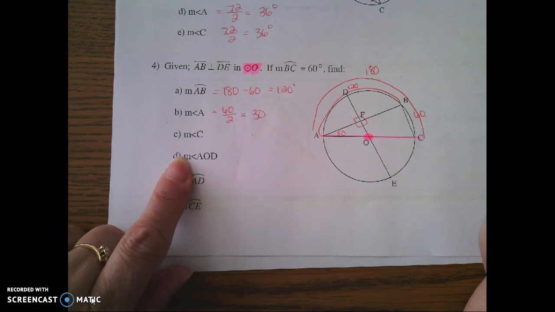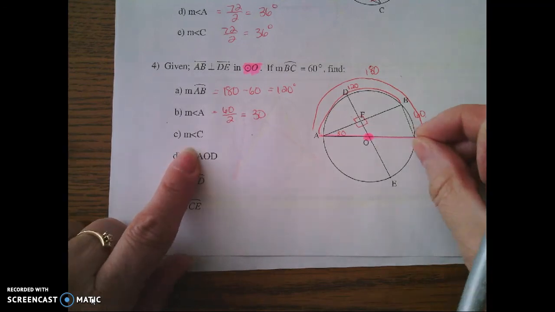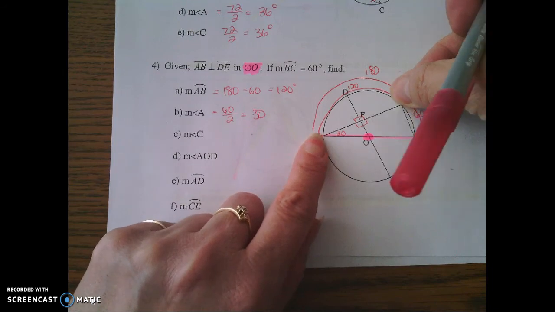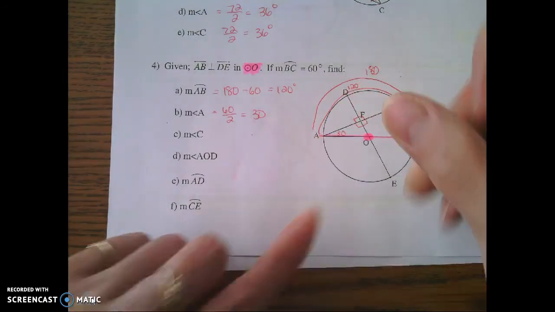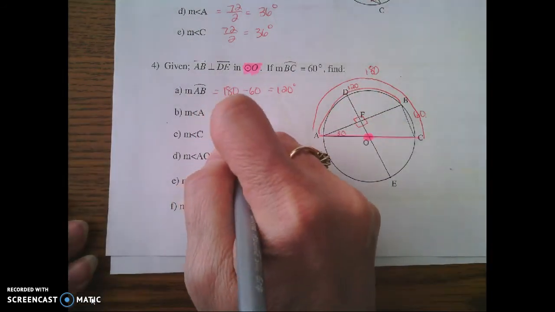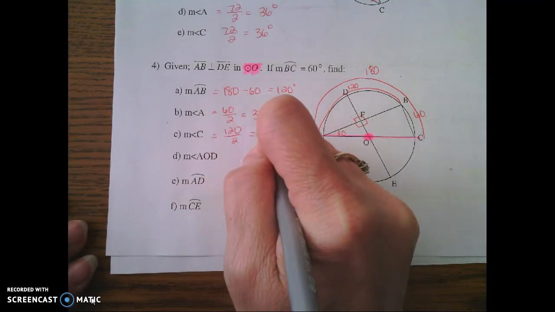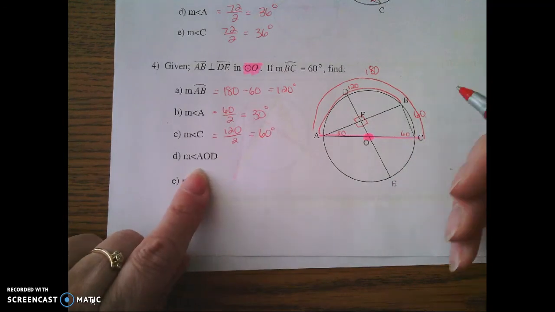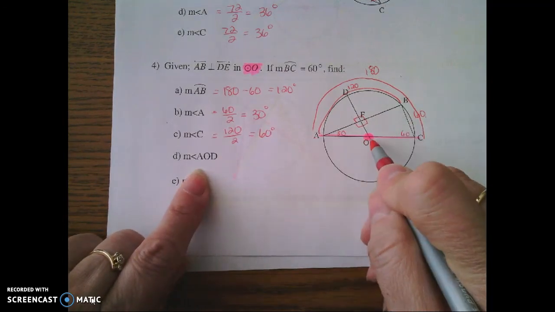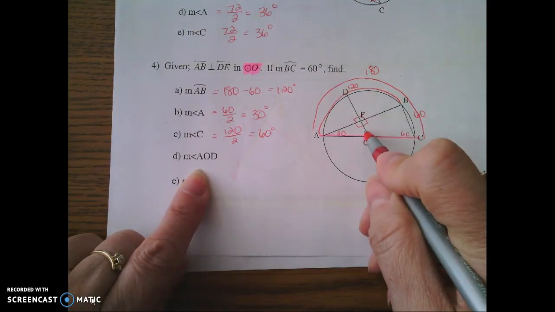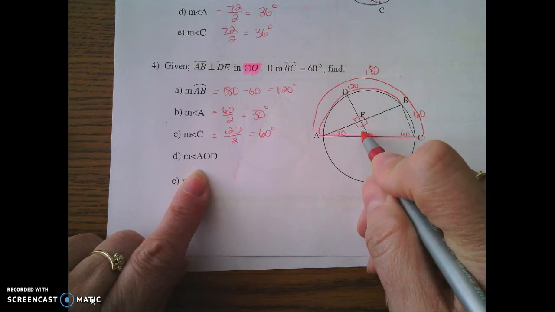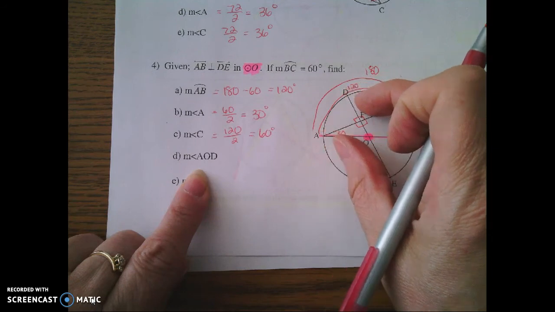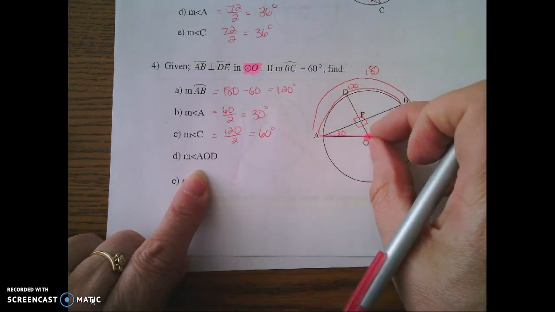All right, next it wants the measure of angle C. If you take angle C and zoom it out, it hits at B and it hits at A. So it's an inscribed angle to that 120-degree arc. 120 divided by 2 gives you 60 degrees. All right, the measure of angle AOD. It wants this angle here. Now, that's a central angle to arc AD, but we do not know the measure of arc AD.